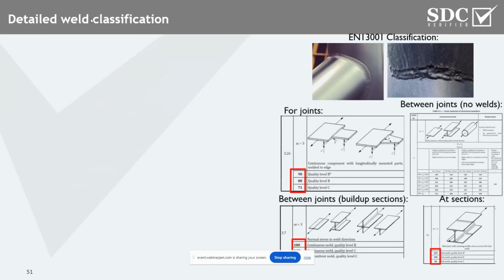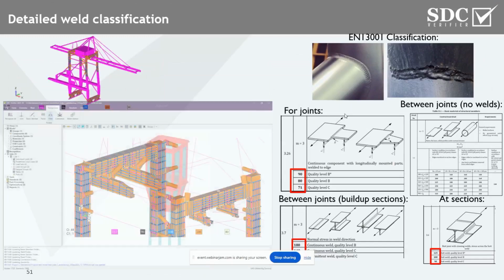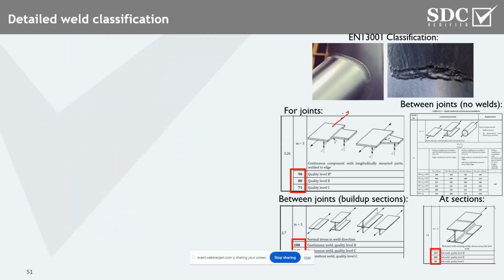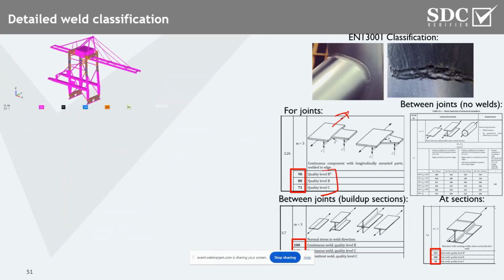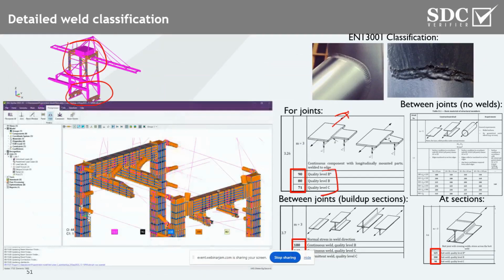So all these weld qualities are defined by the standards as well. Depending on the load acting on your welded detail, and also this quality which I mentioned, and the type of the weld, you end up with different numbers. The idea is that you need to assign these numbers to every single weld, depending on these parameters. So this is pretty time consuming, especially if a large part of your crane is modeled, like in this case, for example. But with SDC, this process is also completely automatic.